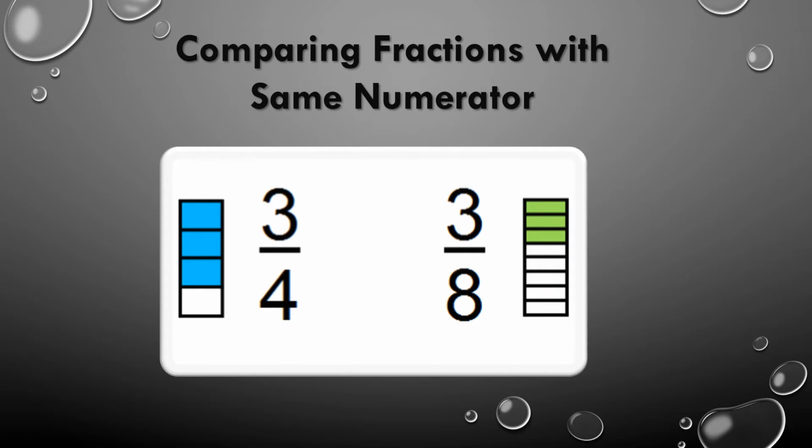Now, what happens when our numerators are the same, but now our denominators are different? So again, look at the denominators first, and we have 2 rectangles. One of those rectangles is broken up into 4 equal parts. The other rectangle is broken up into 8 equal parts. Now, 3 of the 4ths are going to be greater than 3 of my 8ths because 4ths are larger than 8ths. So when I compare these two fractions, I know that 3/4 is greater than 3/8.